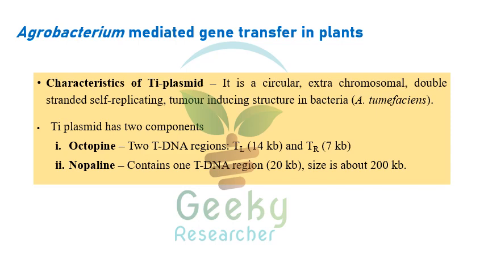I'm just sharing whatever knowledge I have. As I told you in the first slide itself, it's still a puzzling topic for me. Many topics are still puzzling aspects for me. So let me share my knowledge. Okay, hope you guys understand. So octopine has two T-DNA regions, TL and TR. TL is 14 kb, TR is 7 kb. They will ask what is the size of the nopaline plasmid? 200 kb. The T-DNA region is 20 kb, but the total size is 200 kb.